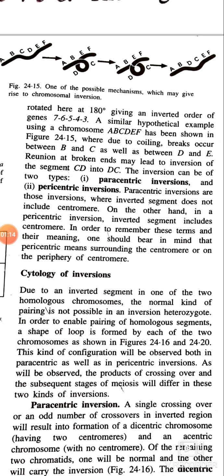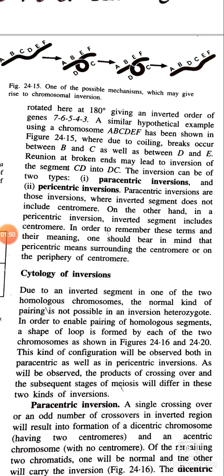A similar hypothetical example using a chromosome A, B, C, D, E, F has been shown in the above figure, where due to coiling, breaks occur between B and C as well as between D and E. Reunion at the broken ends may lead to inversion of the segment CD into DC. The inversion can be of two types: paracentric inversions and pericentric inversions.